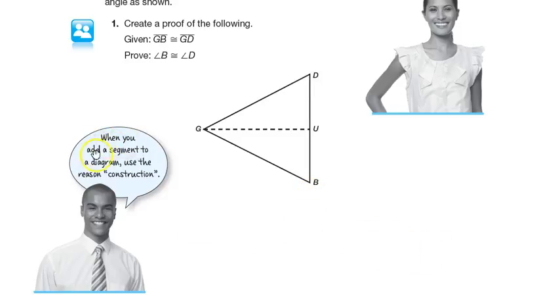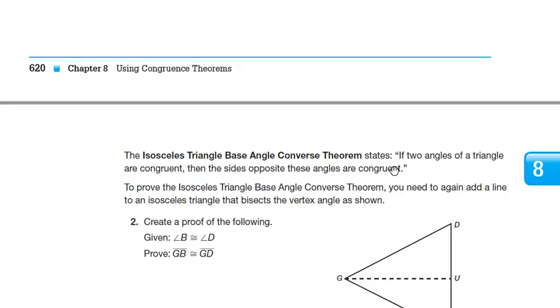When you add a segment to a diagram, use the reason construction. So you would just say GU bisects DB by construction. Therefore, DU is congruent to UB, GD was given to be congruent to GB, and GU is congruent to itself. So by side, side, side, these two triangles must be congruent. And if the two triangles are congruent, corresponding angles are congruent, and B corresponds to D by CPCTC.